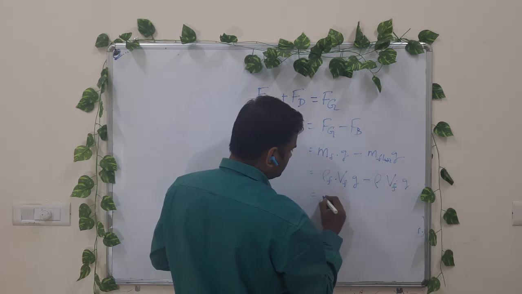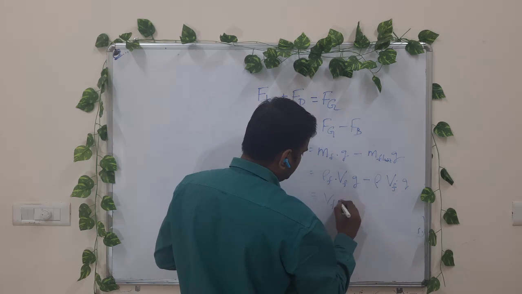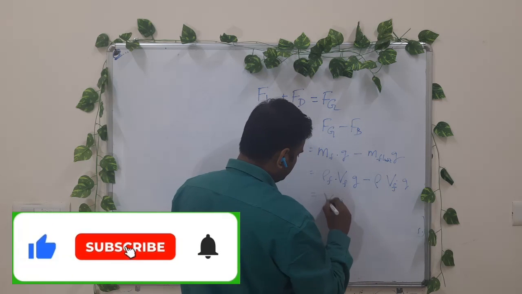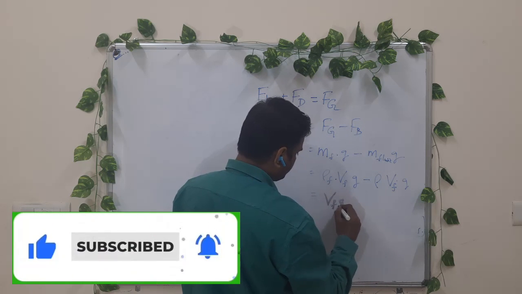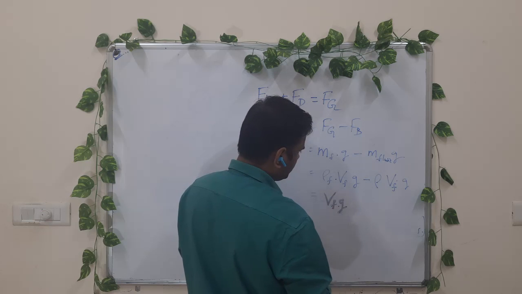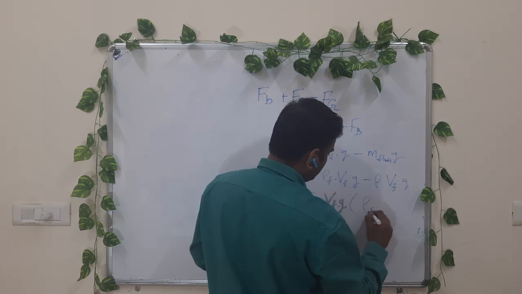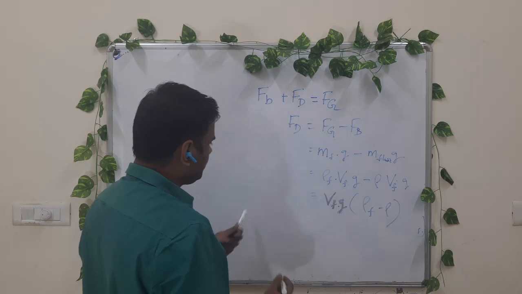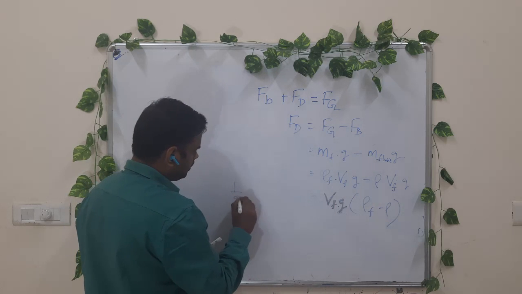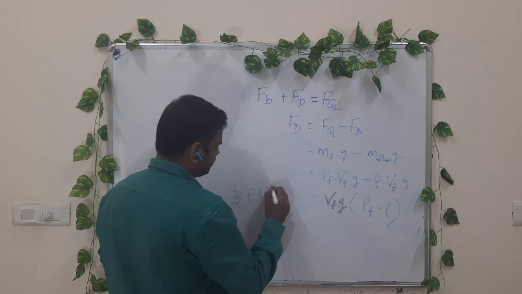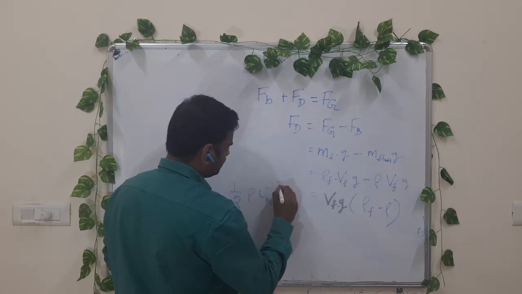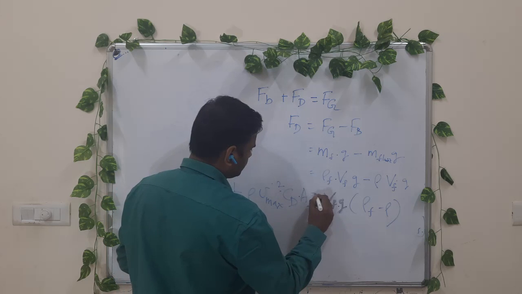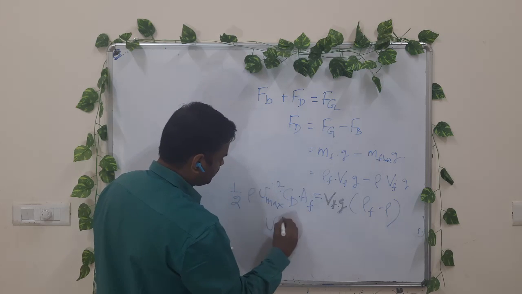So we have this. So we can say that Vf g can be taken common outside. So Vf g into (rho f minus rho) is equal to Fd. And Fd, what is Fd? We have Fd equal to half rho Vmax square CD into area of the float. Okay. Now what is Vmax?